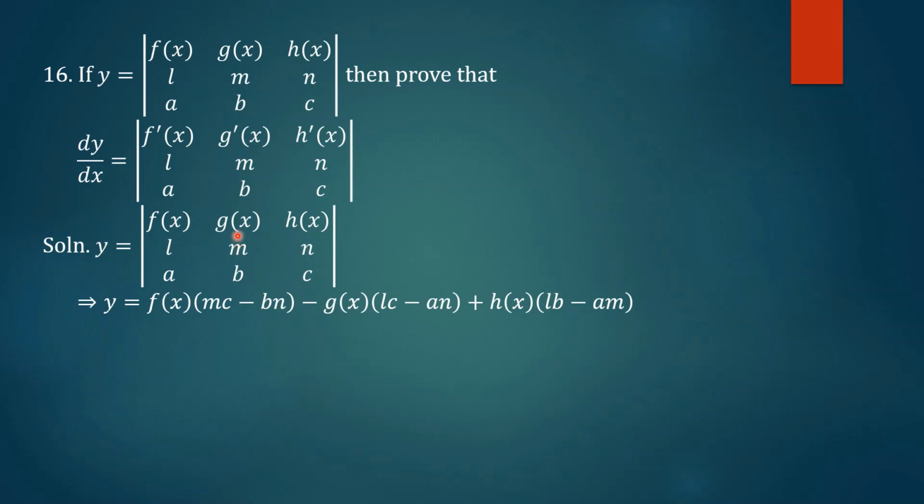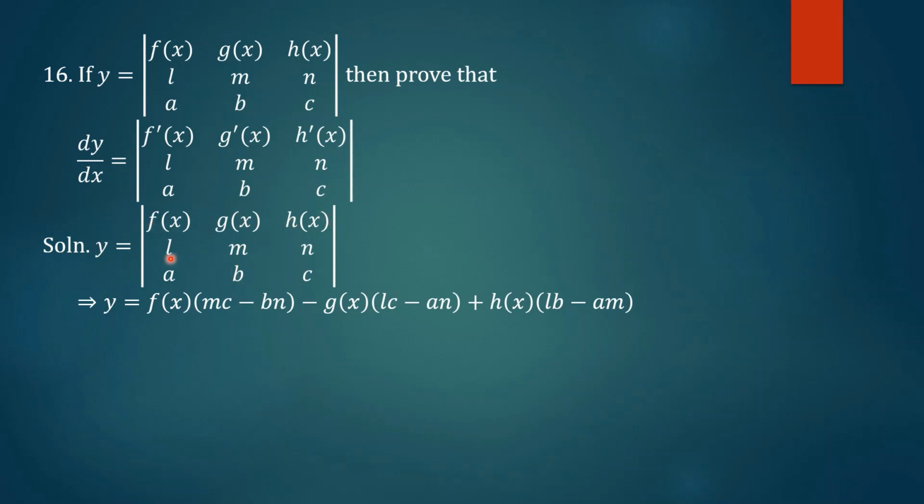And whenever we multiply by this gx, we have to give a minus. We will discuss in the determinant chapter why it is minus. Here you just know we have to give a minus sign whenever we multiply by the number in the middle. So minus gx into, again you leave the column and row.